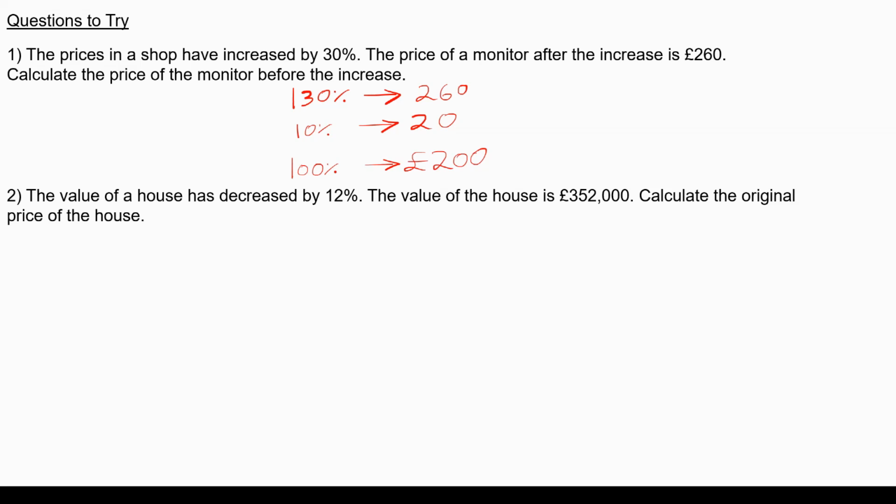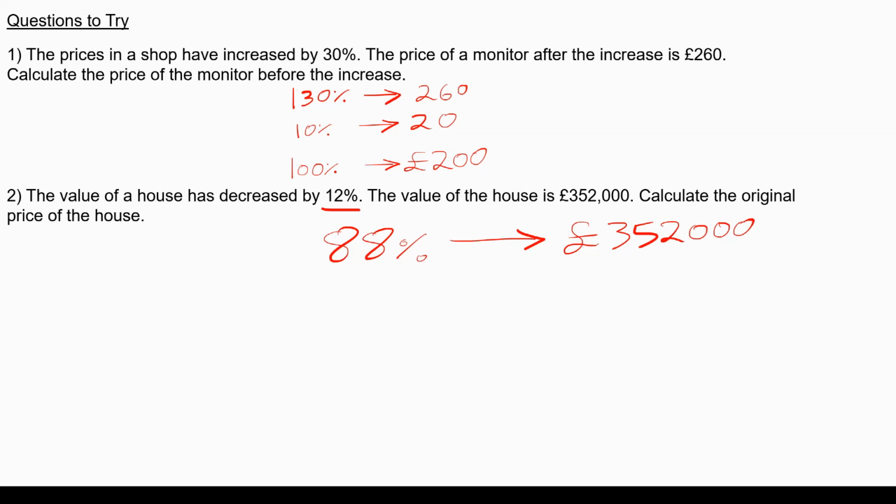In the second question, the value of a house has decreased by 12%. So the percentage that we have left is 100%, take away 12%, which is going to be 88%. The value of the house is now £352,000. So we can work out that 88% refers to £352,000.